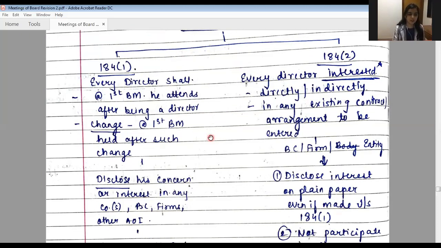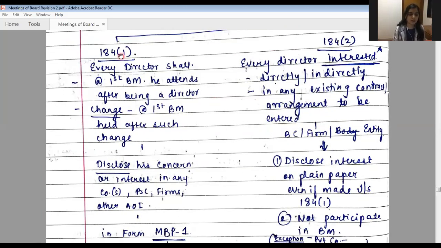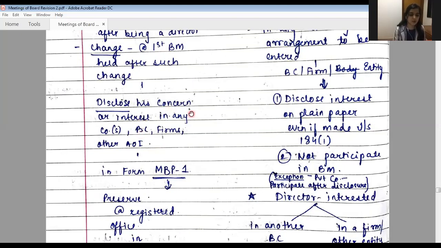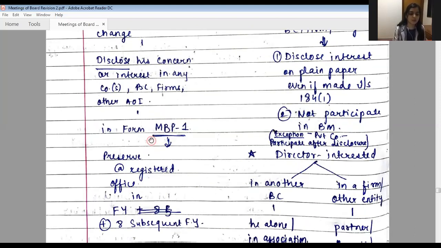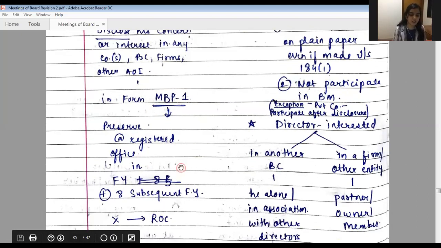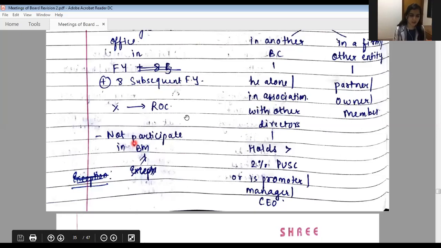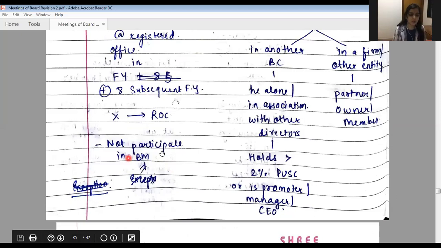Section 184, we have two subsections in section 184. Section 184 subsection 1 states that every director shall, at the first board meeting he attends after being appointed a director, or at the first board meeting held after any change, disclose his interest in any company, body corporate, firm or other association of individuals in form MBP1. This MBP1 shall be preserved at the registered office for the financial year in which it is made plus 8 subsequent financial years. This MBP1 is not required to be submitted to ROC.